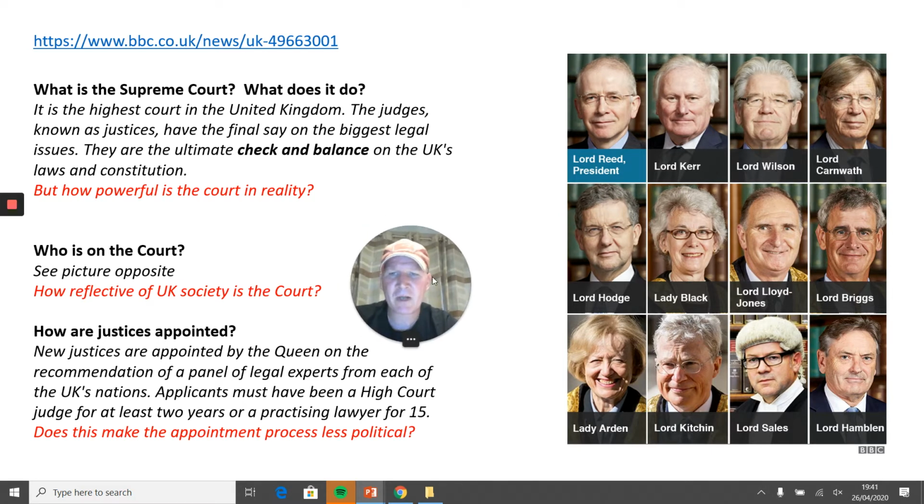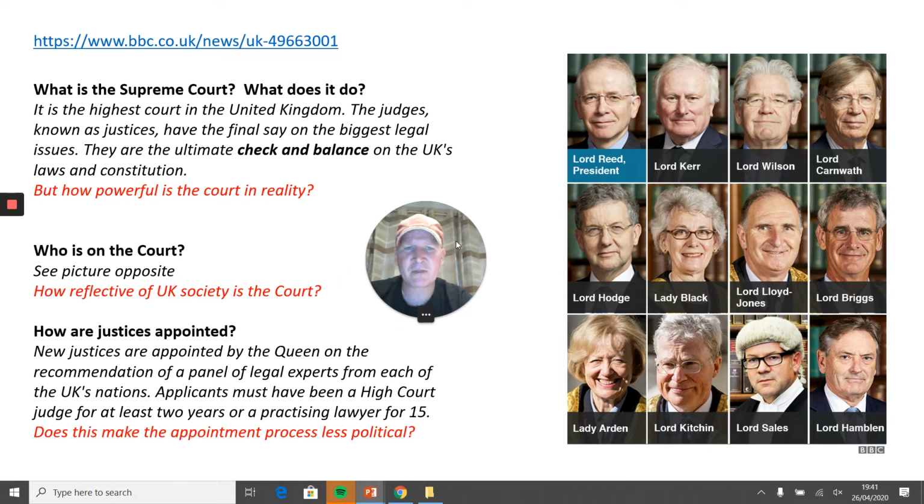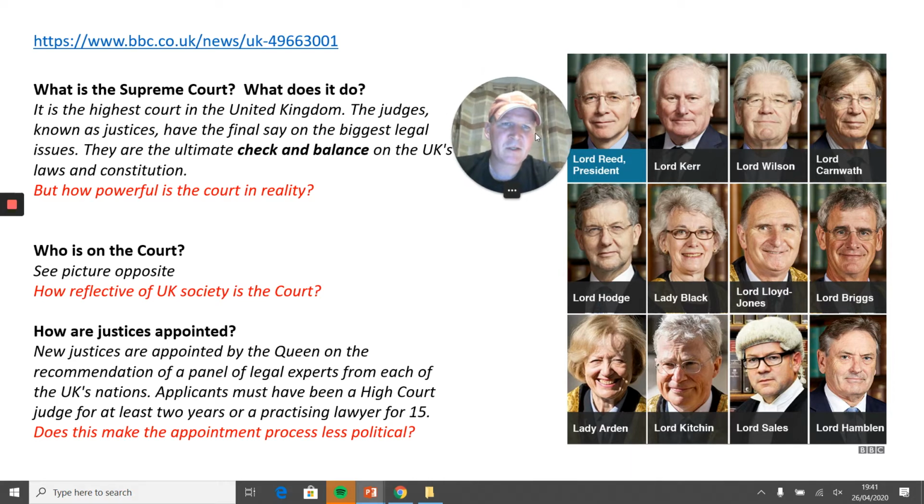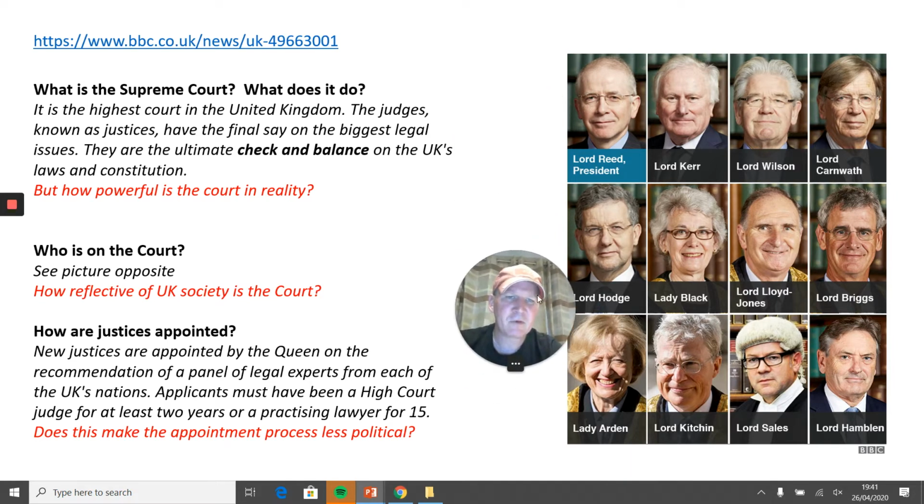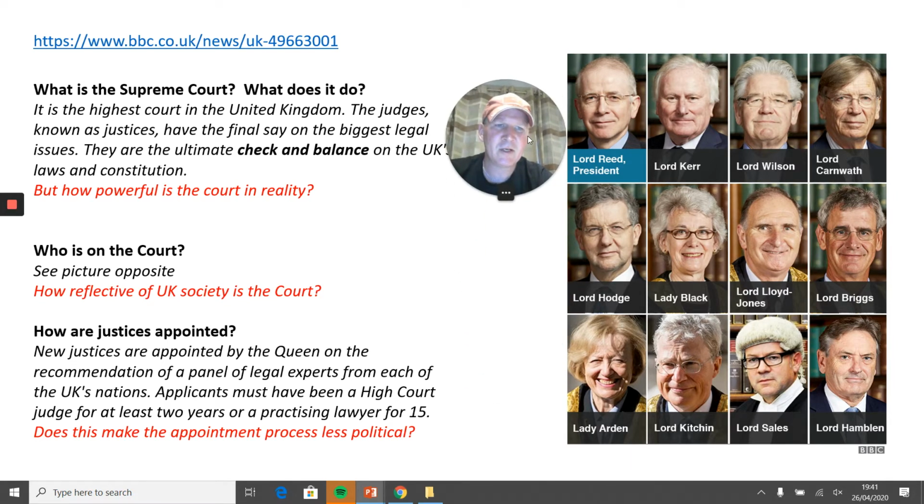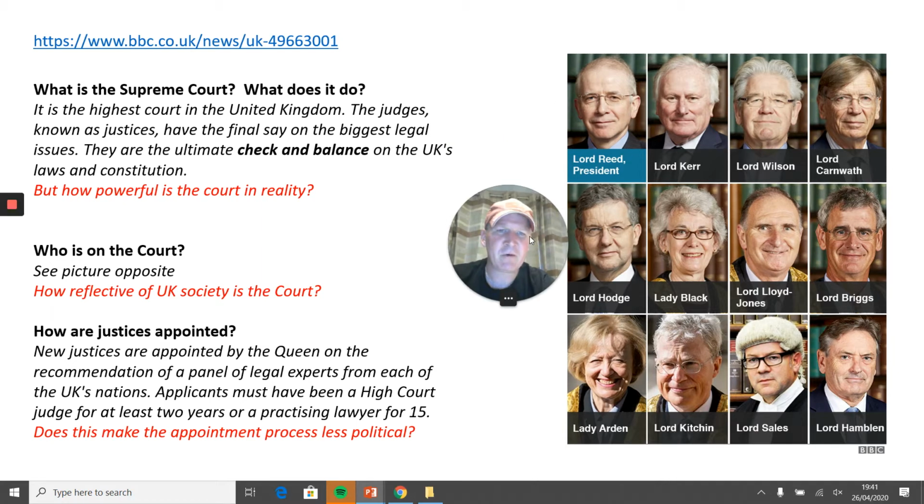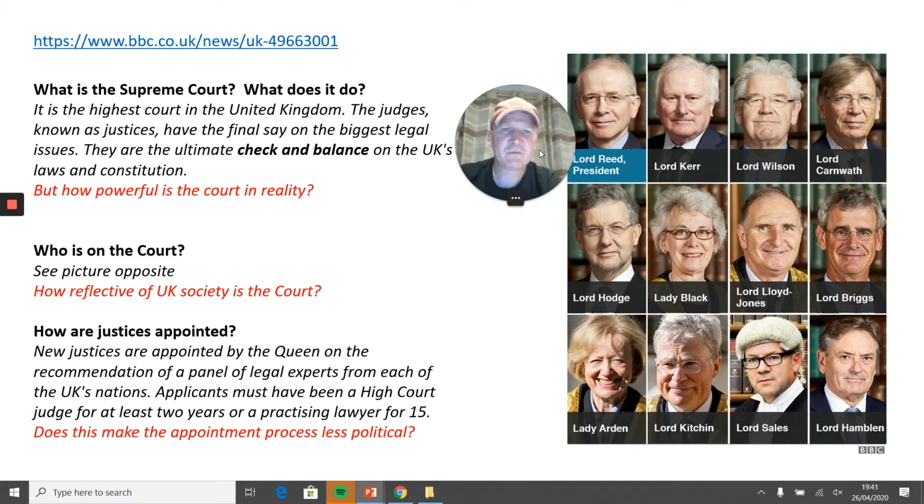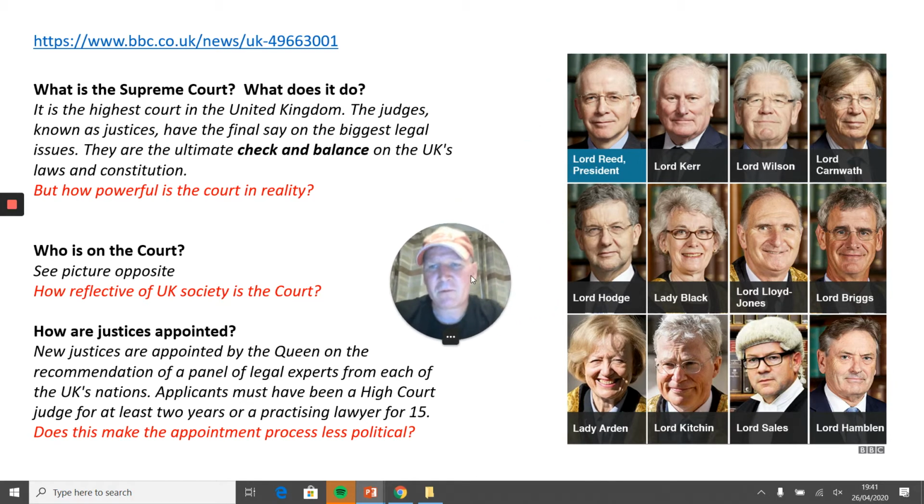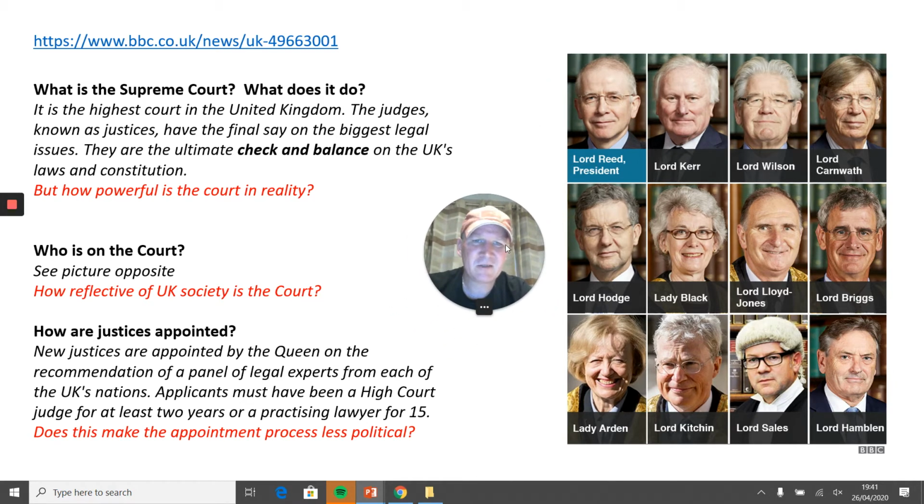Who's in the court? How reflective are they of UK society? Well, if you look at these guys, they all are pretty middle-aged, they're all white, and they're all pretty grey. Okay, most of them are men. In fact, I could be here quite easily. So, what does that show us? Well, not necessarily a problem unless you're concerned about the image of the Supreme Court, and that might become more critical as time goes by and their profile increases.